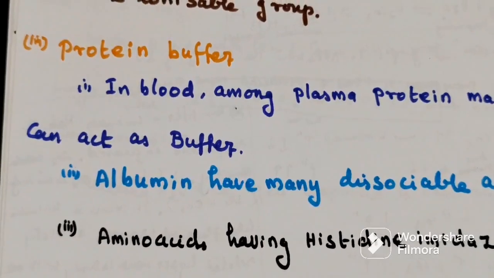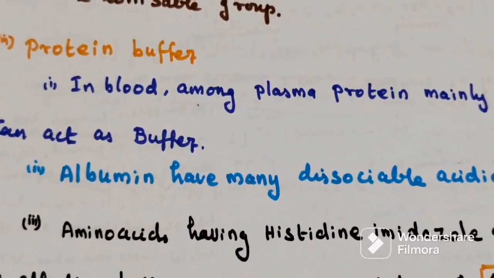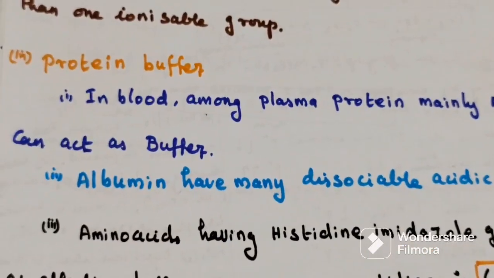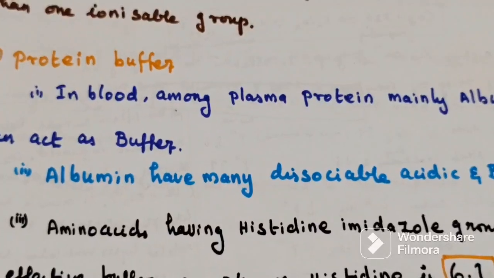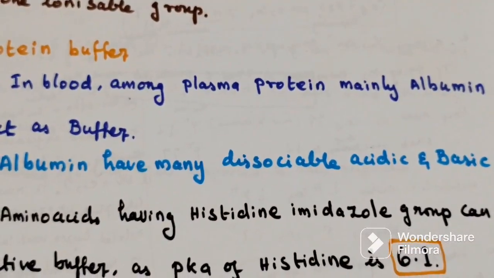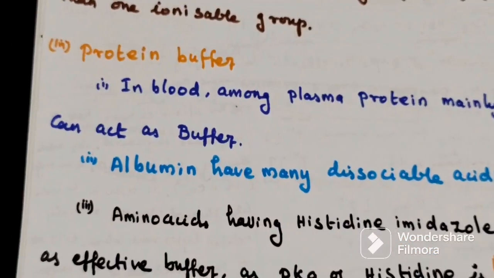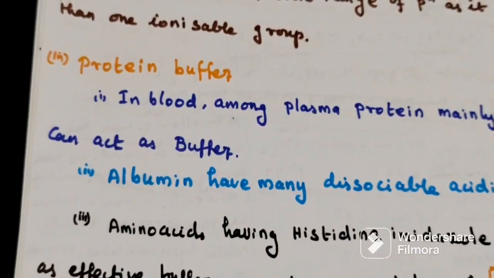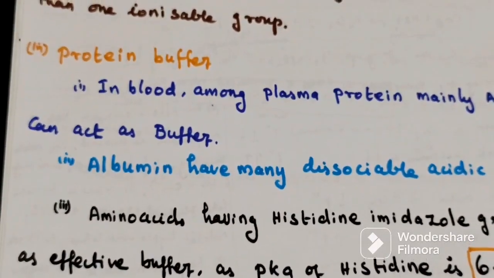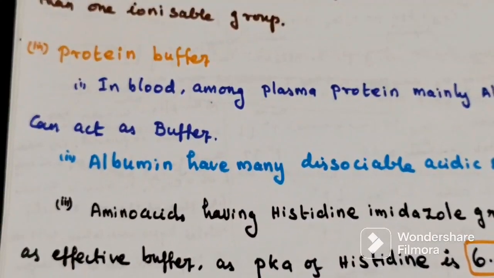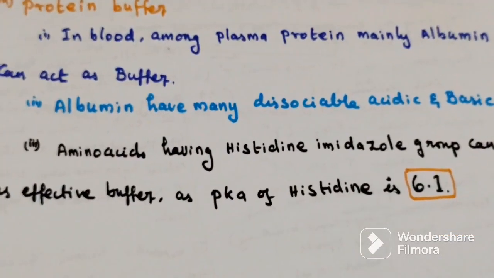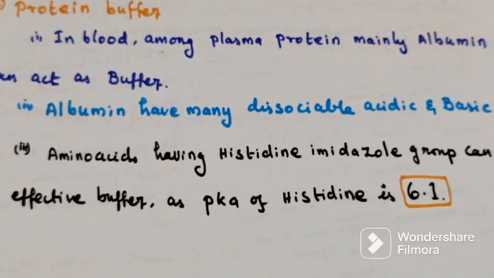Next one, protein buffer. In blood we have plasma protein. Among plasma proteins, mainly albumin can act as a buffer because albumin has many dissociable acidic and basic groups. For example, when there is acidosis, albumin dissociates with the basic group and neutralization occurs. Amino acids can also act as protein buffer, but not all amino acids. Amino acids having the histidine imidazole group can act as an effective buffer, as the pKa of histidine is 6.1.